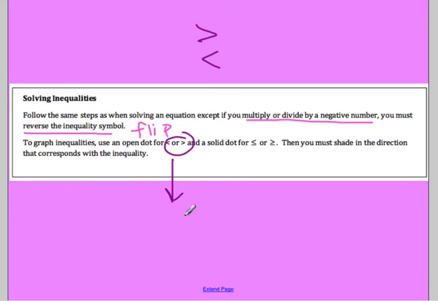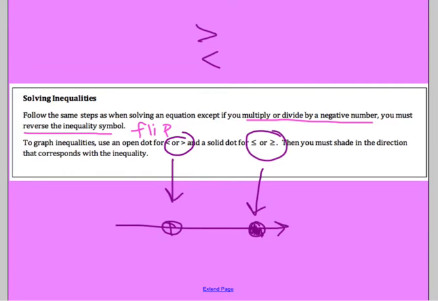When we're graphing them on a number line, we'd have an open dot because it's not included, and a solid dot for less than or equal to or greater than or equal to. So fill it in. That means it's included, and then we'll be shading. So we'll be using these tips as we go ahead and solve the rest of the problems here.